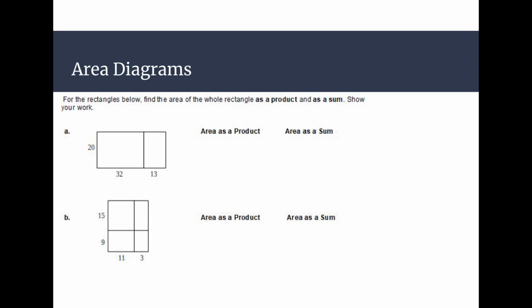So 20 times 32, I want to multiply those, so that's going to give us 640. And then 20 times 13, that's going to give me 260. So my area as a product, once again, it's just the 20 that's on the side times the whole bottom added together, 32 plus 13. Then I can add those numbers to make 45. And then once again, multiply that out to get 900 as my answer.